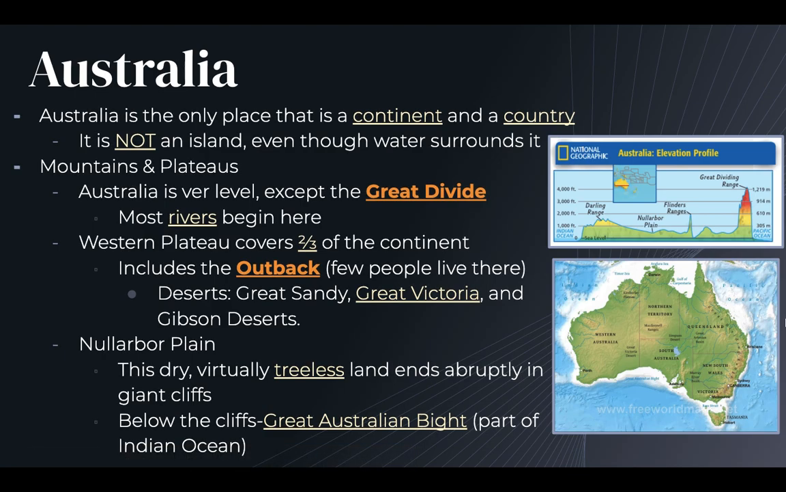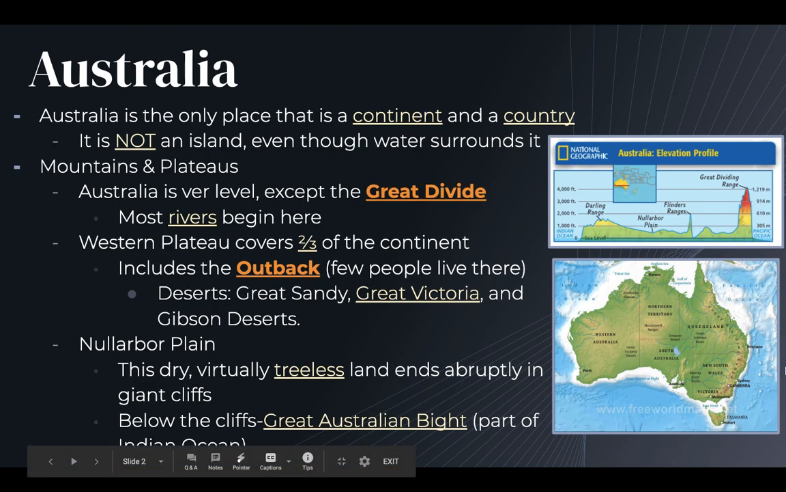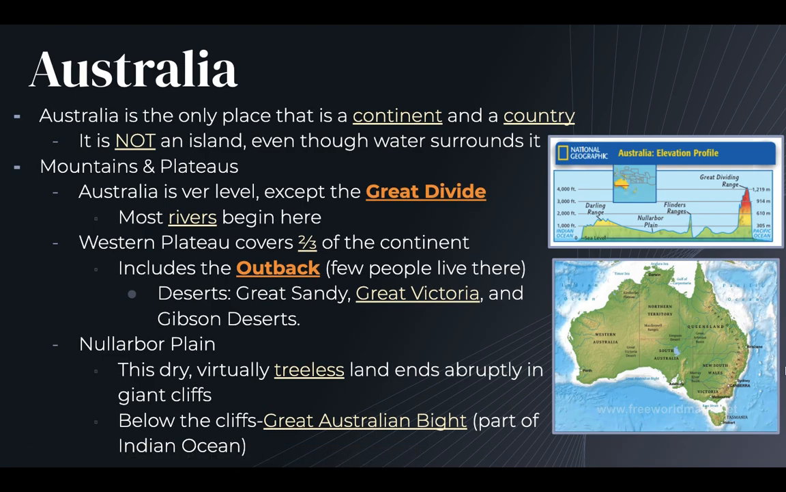Then there's the Western Plateau. The Western Plateau covers about 2/3 of the continent, so it is extensive. It's this big area here, and that includes what's known as the outback. Very, very few people live in this area. There are 3 different deserts there: the Great Sandy Desert, the Great Victoria Desert, and the Gibson Desert. And then the Nullarbor Plain sits right here.